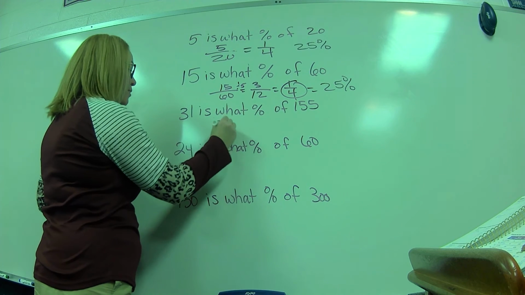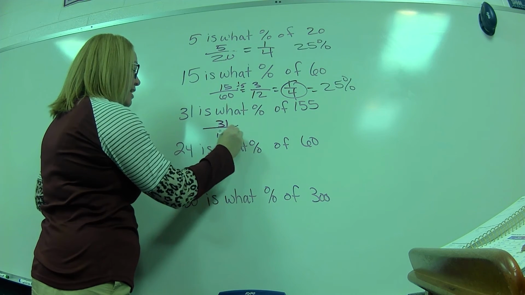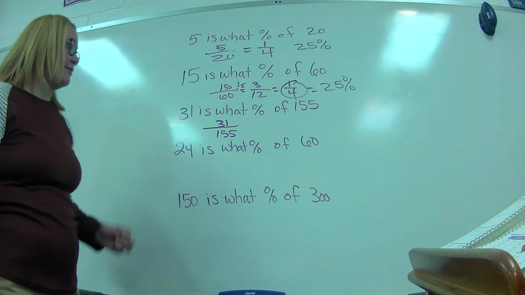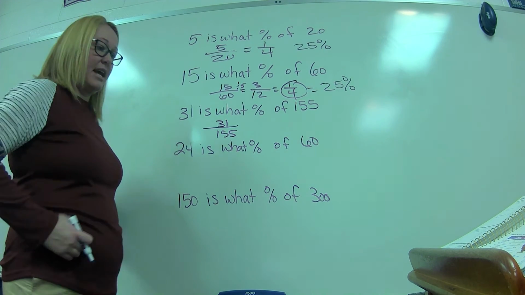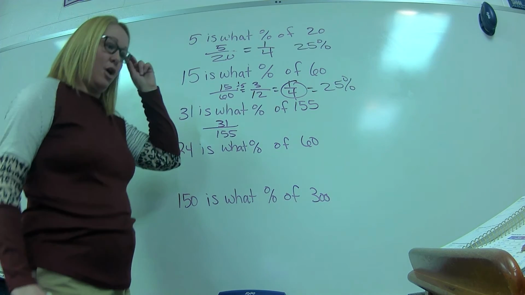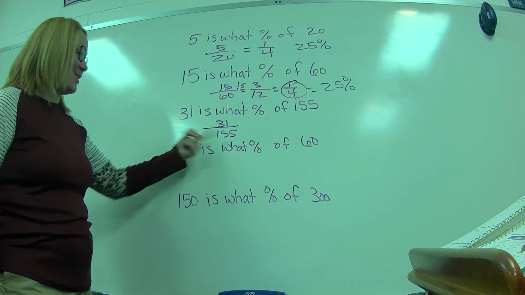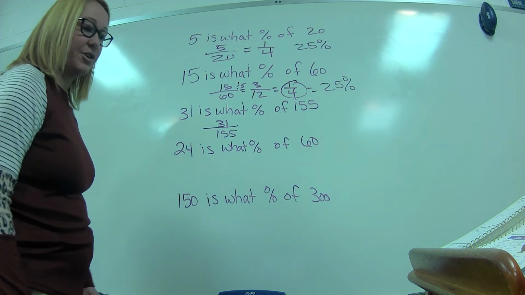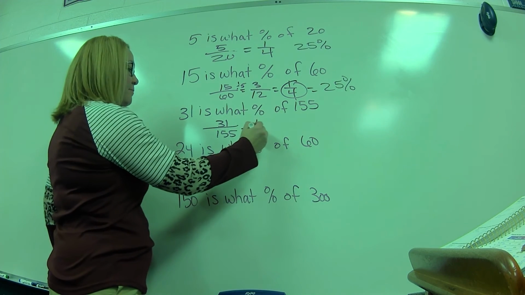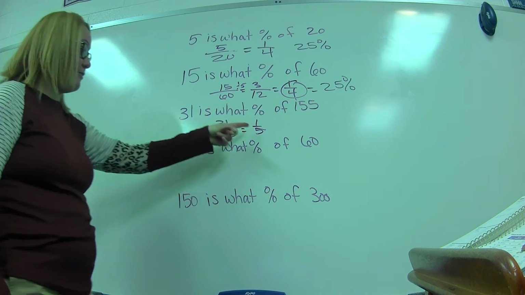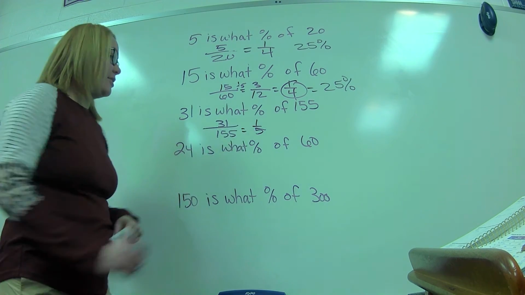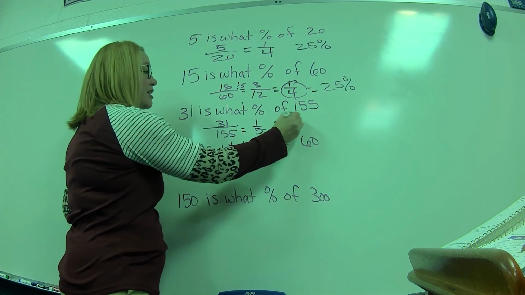All right, 31 is what percent of 155? I put 31 over 155. Now you're thinking, what can I reduce 31 and 155 by? Well, you can actually reduce it by 31. 31 will go into 155. This is actually going to reduce to 1/5. And if I needed to find the percent of that, 1/5 is the fraction, the percent is 20%.